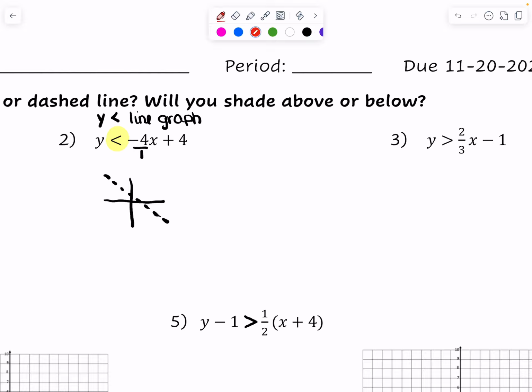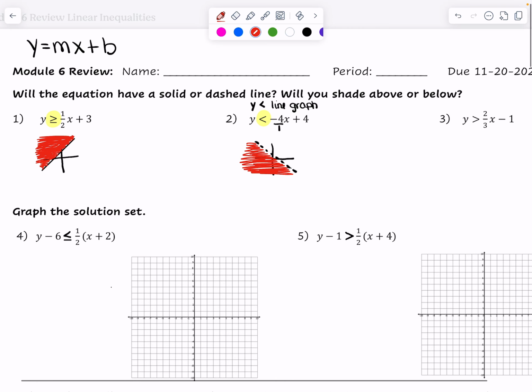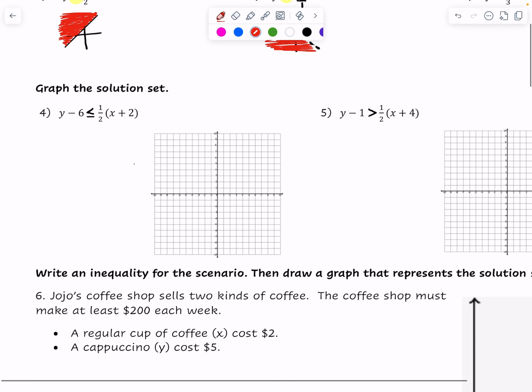Then where are we going to shade on this one? Well, since y is less than, or y is smaller than the graph, we are going to be shading this area here. Okay. All right, so I'm going to leave number 3 there for you to try, for you to practice that one. And let's go on to number 4.